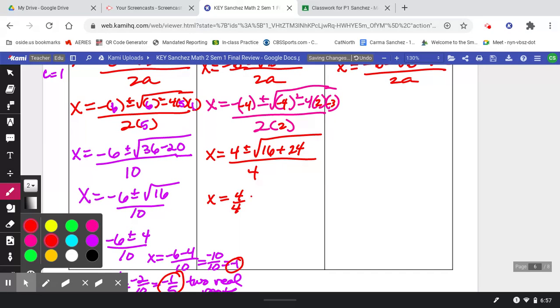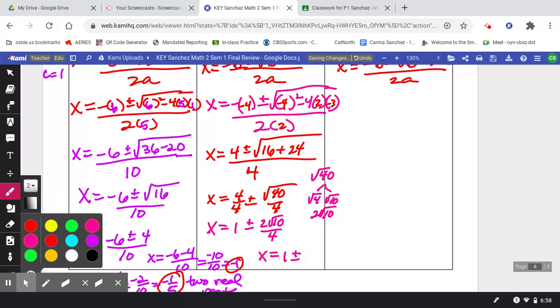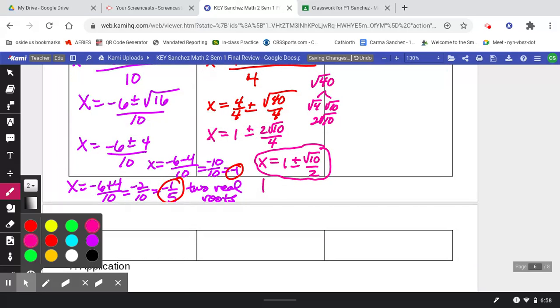Now, when do I split this up? I split this up when it looks like this is going to be able to reduce nicely. So 4 over 4, do you see how that's going to become 1? And then over here, this is going to be root 40 over 4. So we have to go off to the side and simplify the root 40. Do you see how it's going to be root 4 times root 10, or 2 root 10? So I'm going to simplify this further and get 1 plus or minus 2 root 10 over 4, or 1 plus or minus root 10 over 2. There's my two real roots.